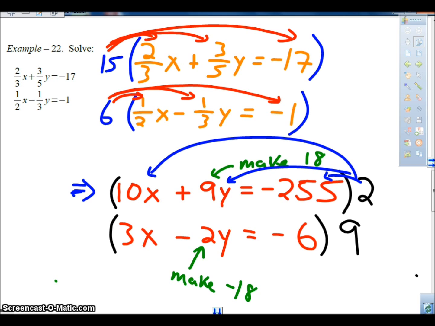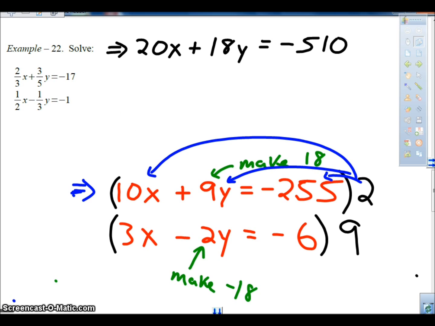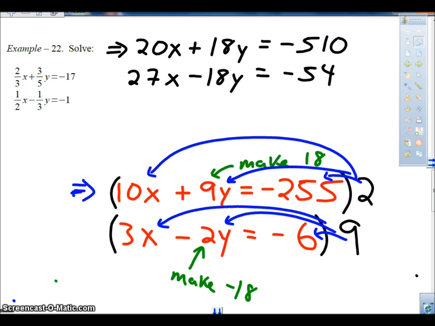When we multiply 2 to the top equation, we have to distribute it. So we're going to end up with 20x. I have to erase what we started with originally, so I have space here. We'll have 20x plus 18y equals negative 510 when we multiply 2 to the top equation. When we multiply 9 to the bottom equation, we're going to get 27x minus 18y equals negative 54. And now we're ready to add these two equations together because the y variables are ready to cancel out.